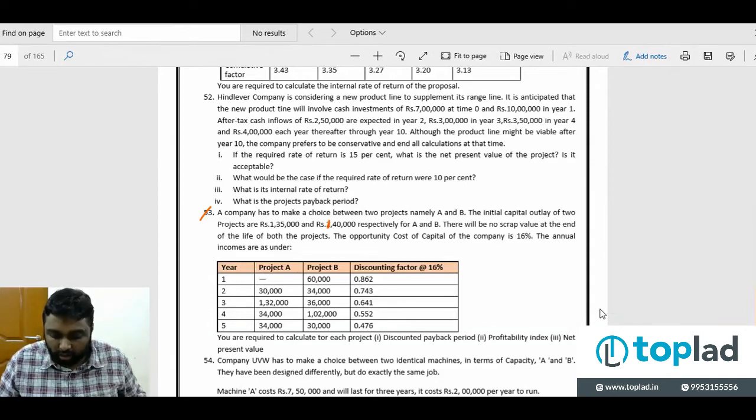The opportunity cost is 16%. Annual income, that is your cash flow only, no tax and no other details. Project A, project B. Discount rate is also given in the question. They are asking us to find out discounted payback, profitability index, net present value. Are you ready? So first we will do for project A.